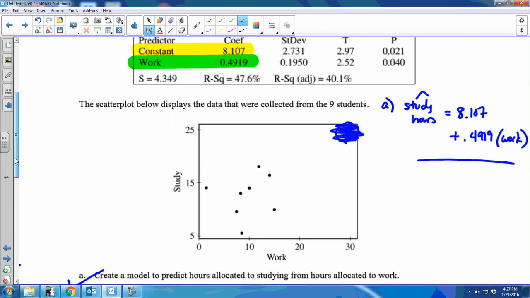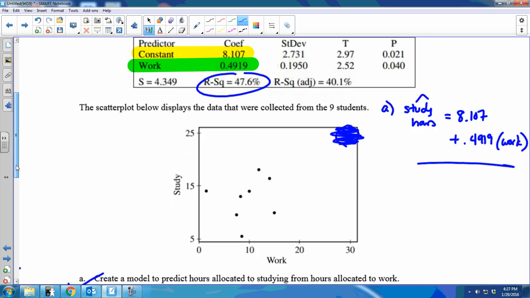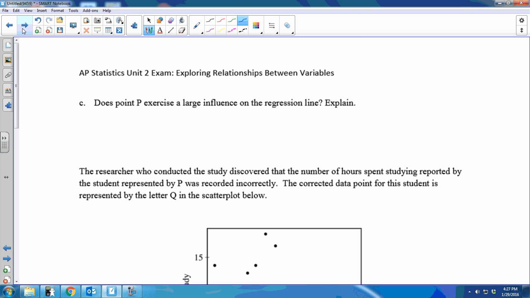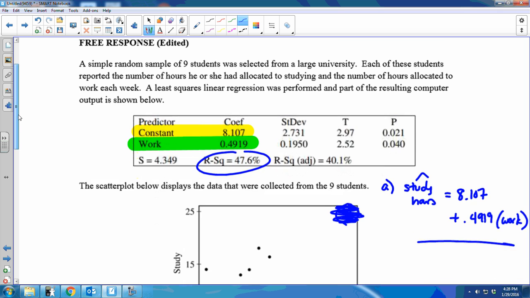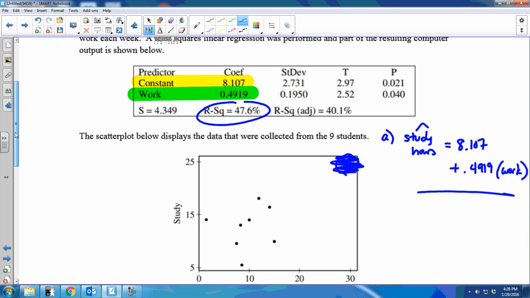If you look at the other things, let's see here, r squared, 47.6, so it's not a great fit. But down here, r squared is only 2.5. That's a terrible fit. All right, so the correct answer for C is yes, it has a large influence. And you could talk about any of those things. Slope, correlation, r squared, all those things change. Okay? You would need to use evidence from these computer outputs. I would use r squared. I would use the slope. Okay?